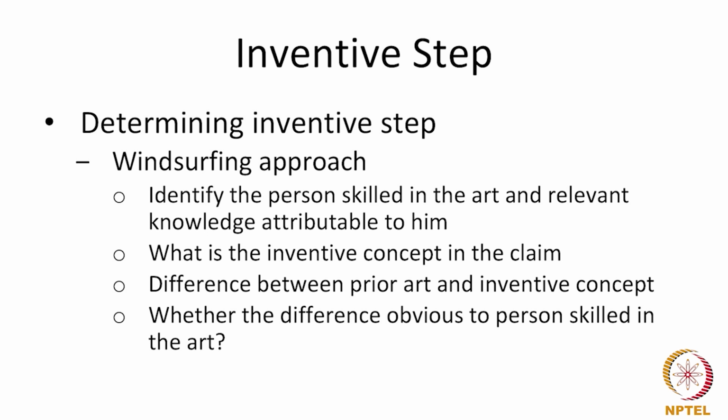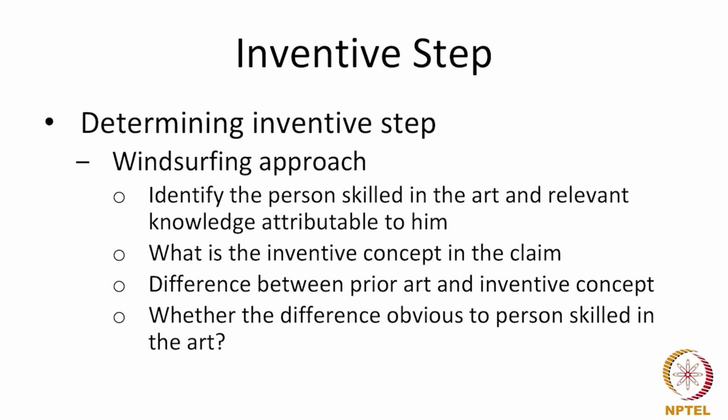So, the last part of the analysis is the same: to see whether from the prior art you could reach the invention, the journey from the prior art to the invention. If the journey from the prior art to the invention is obvious, then there is no inventive step. If that journey is not obvious, a person skilled in the art would not do it, then we will say that the invention involves an inventive step.